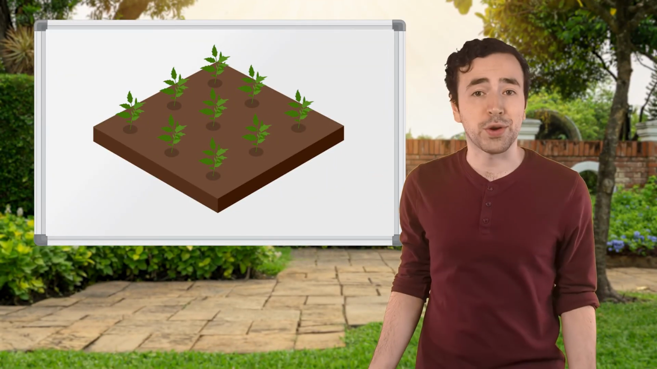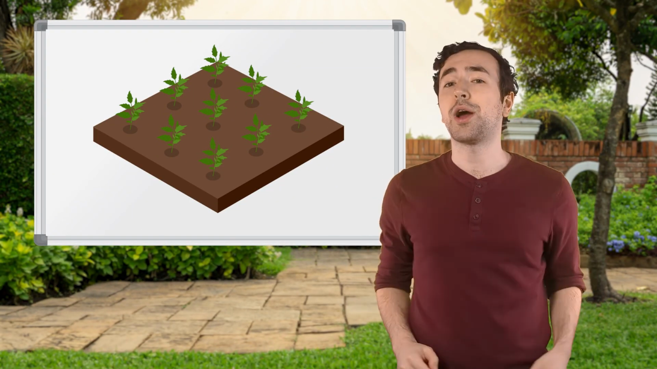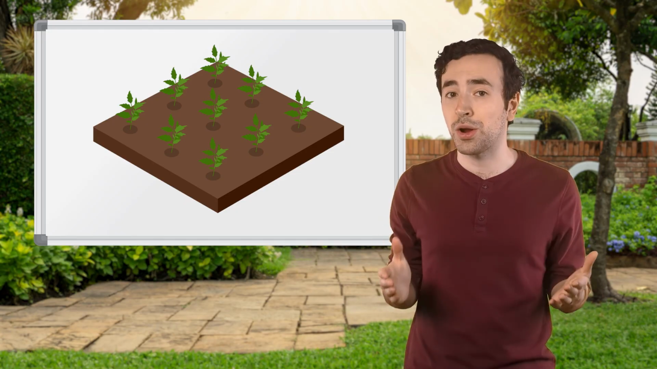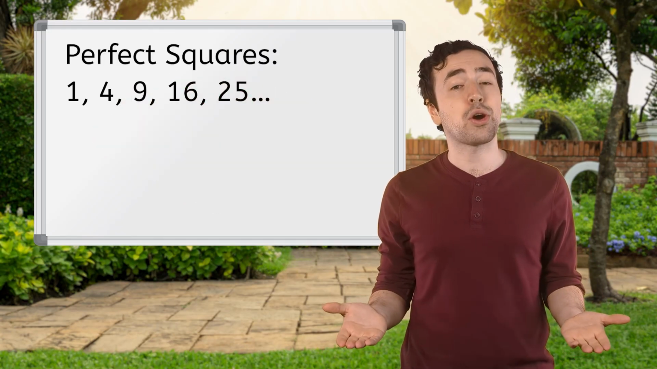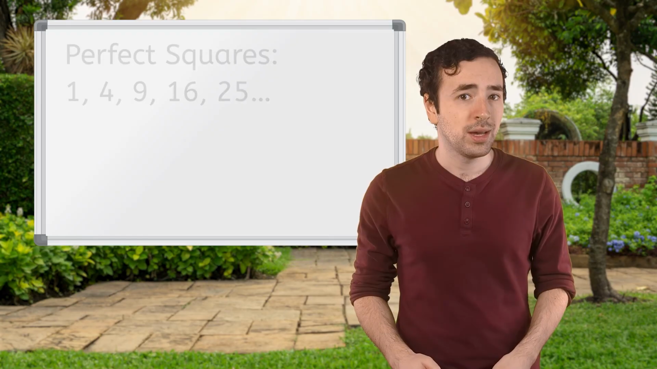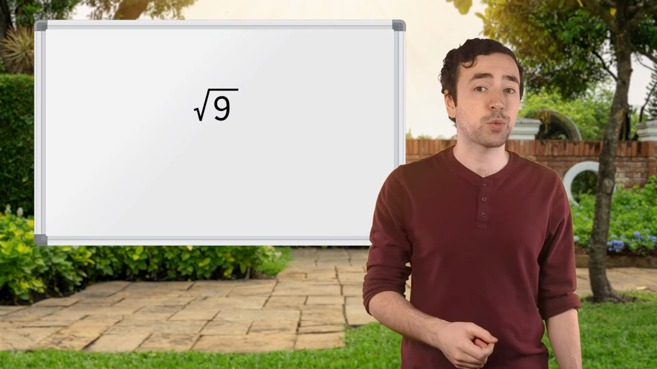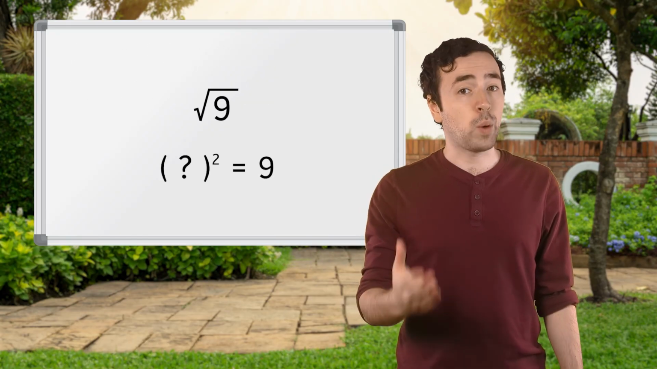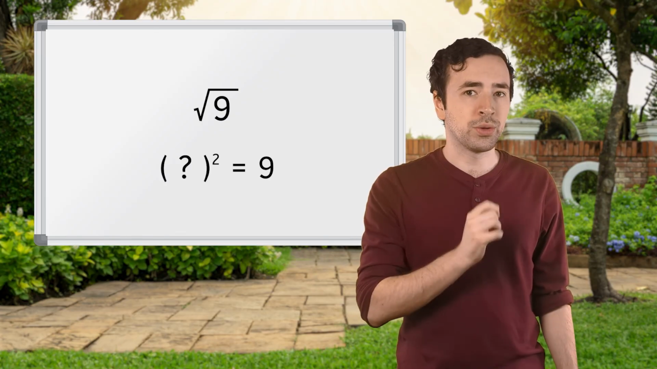Thanks so much for your help planning my garden. Today we figured out which numbers could be the area of a square garden, and we learned that those numbers are called perfect squares. To take the square root of a perfect square, we have to think of a number that, when squared, gives us the original number.